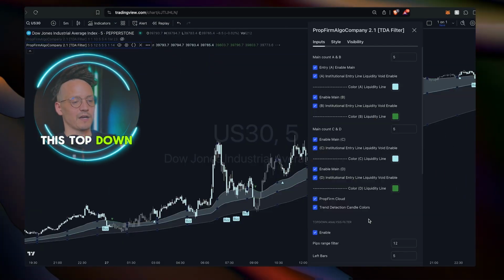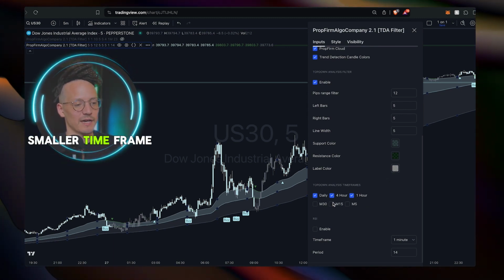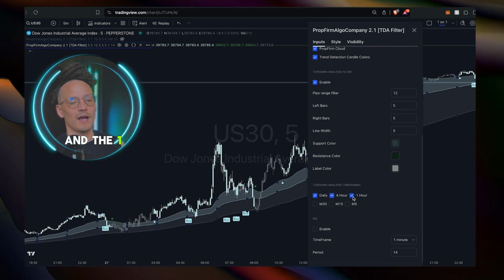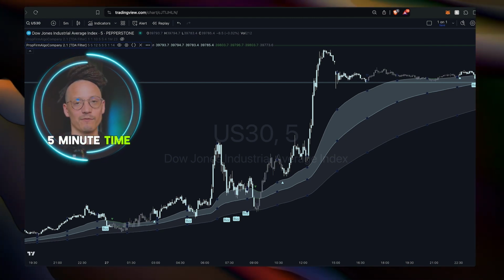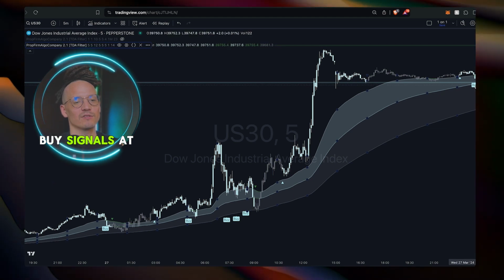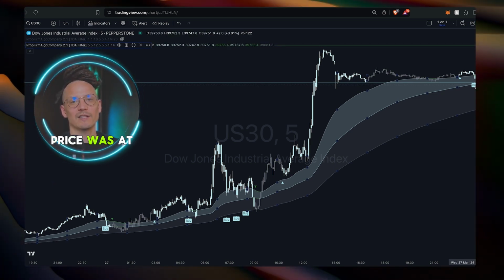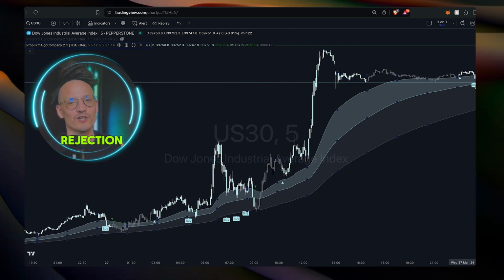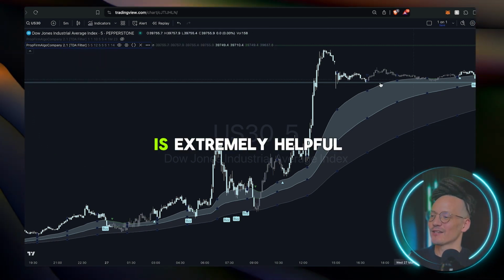You also have this top-down analysis feature where you could turn on multiple support and resistance while looking at a smaller time frame. So for example, I have the daily support and resistance, the 4-hour support and resistance, and the 1-hour support and resistance, all while looking at the 5-minute time frame. Extremely helpful. For example, you don't really want to take buy signals at the very top of the daily, because as we all know, when price was at 72,000 a BTC, taking buys at the very top where there's previous rejection is just not a good idea while trading. So understanding that is extremely helpful.